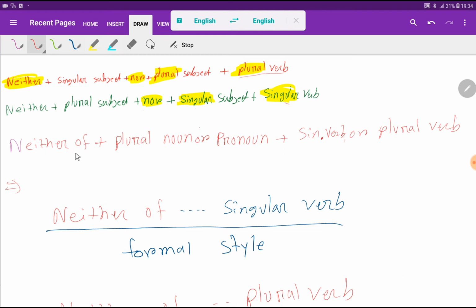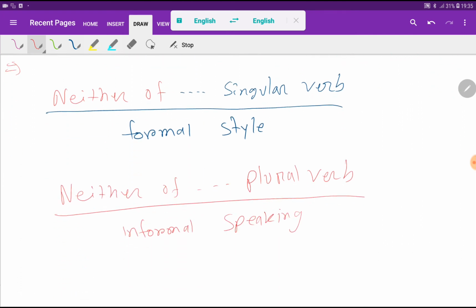Look at here. After neither of, we can use plural noun or pronoun. Then we can use singular verb or plural verb. So we have independence, right? Look at here.